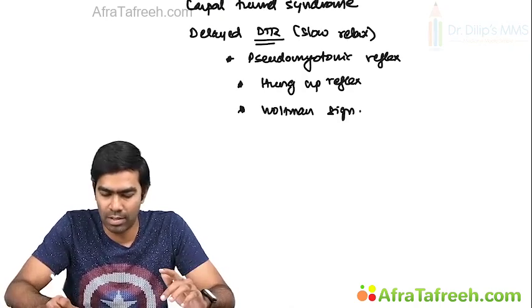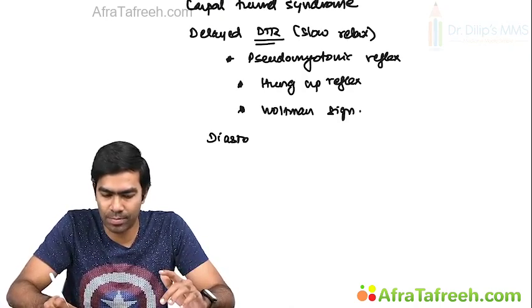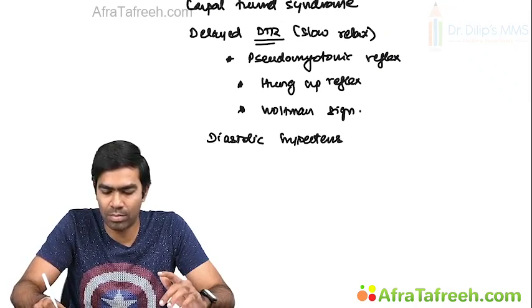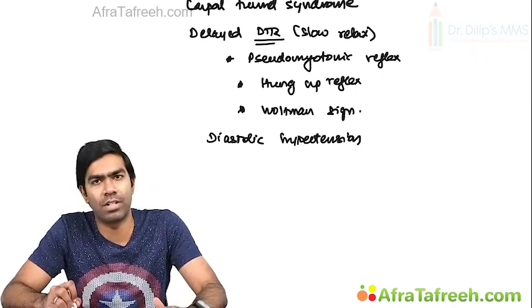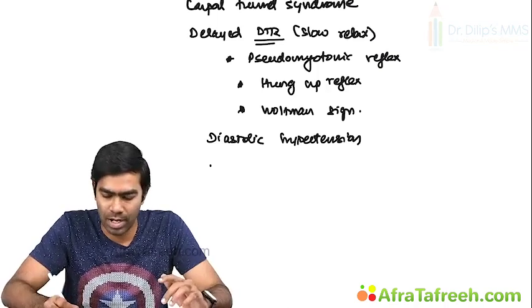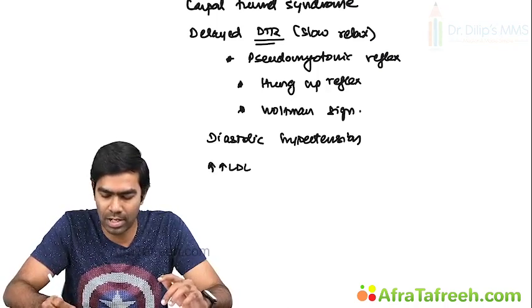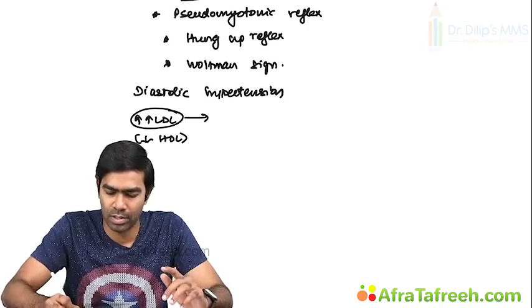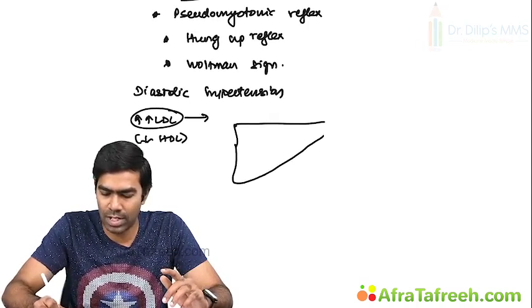And they might have diastolic hypertension. Remember, hyperthyroidism produces systolic hypertension. Hypothyroidism produces diastolic hypertension. Clear? And they may have dyslipidemia, increased LDL with probably low HDL as well. The reason for this increased LDL is quite simple. We have studied this already.